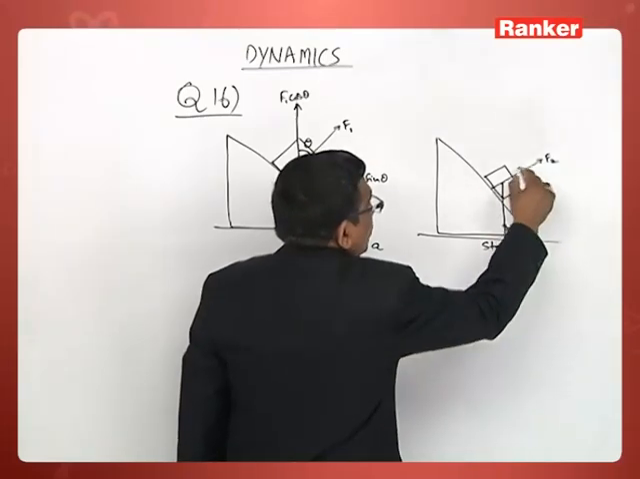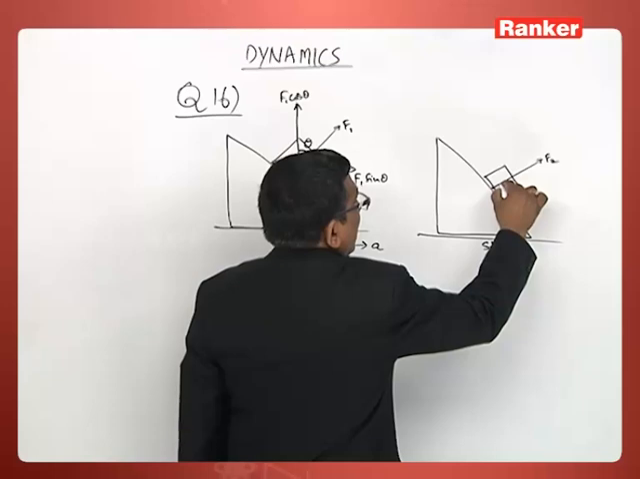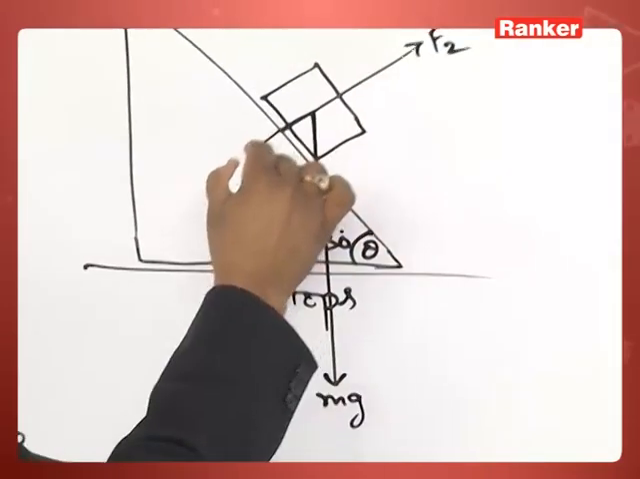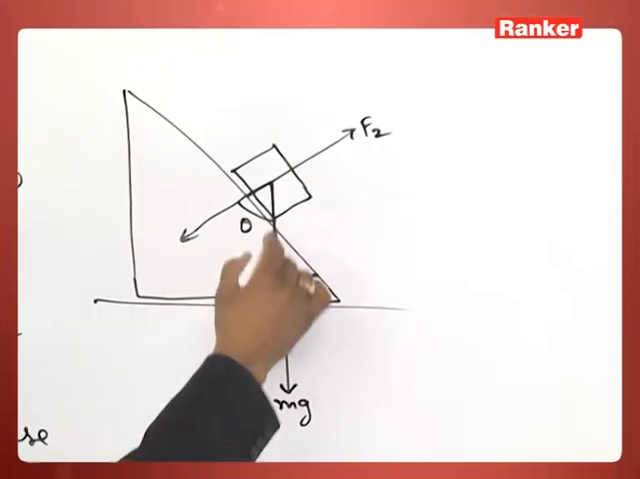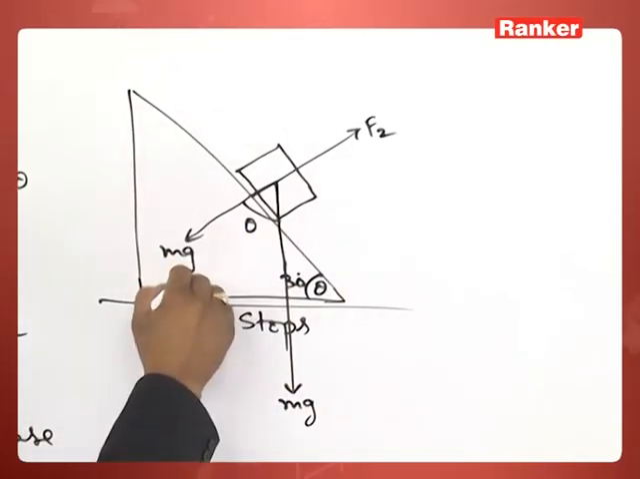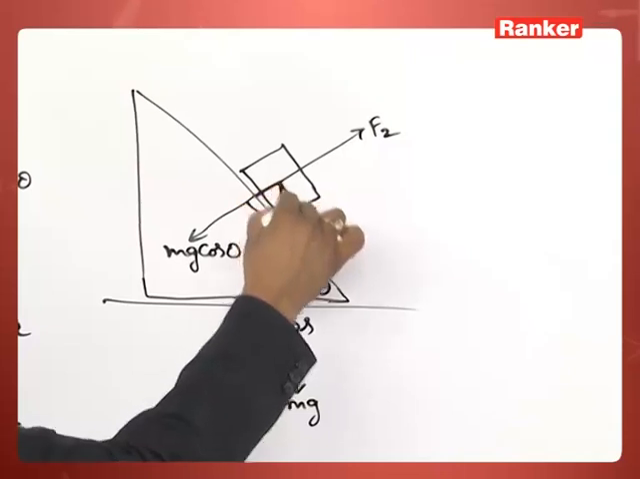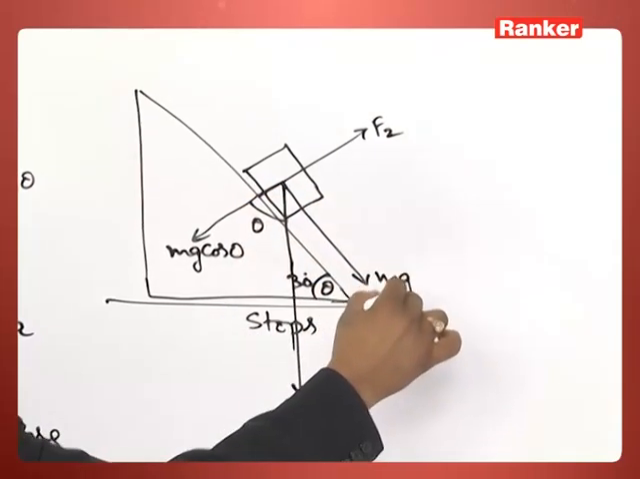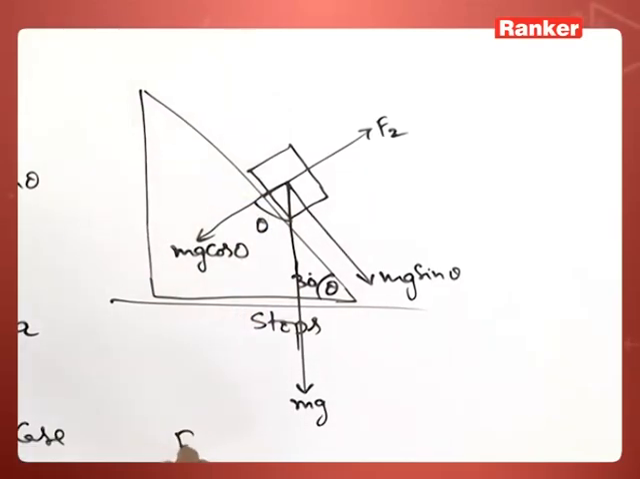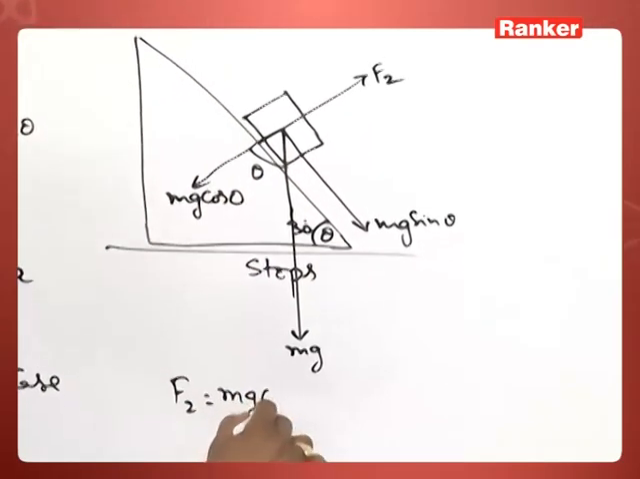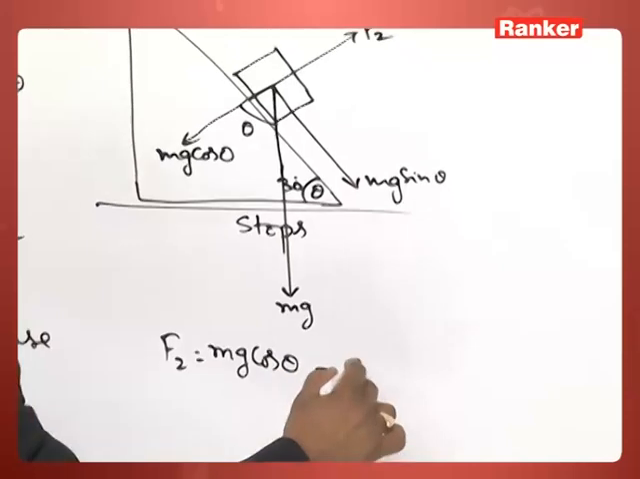Then which provides the normal force? If this angle is theta, we can show that this angle as theta. If you resolve this mg into two components, this will be mg cos theta and this will be mg sin theta you are going to get. So when it stops, the normal force is provided by mg cos theta here in the second case.